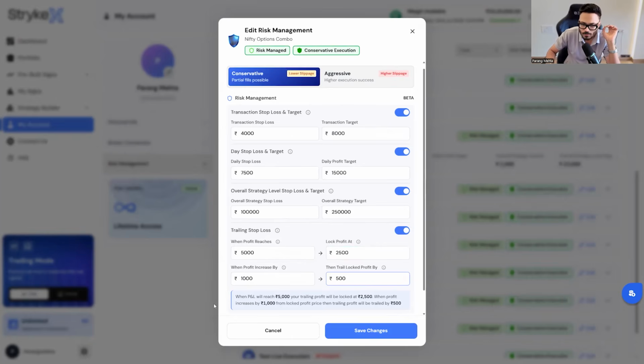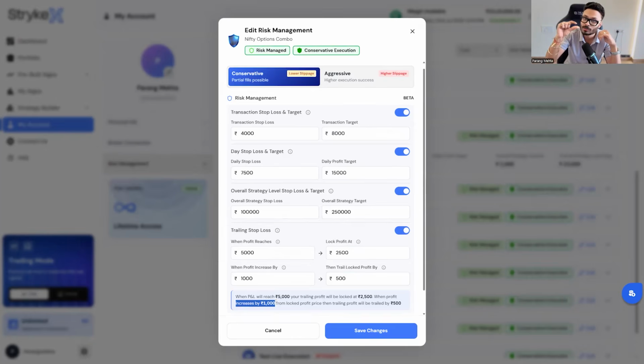Meaning that when your PNL reaches 5,000, your trailing profit will be locked at 2,500. Whenever profit increases by 1,000 rupees, for every 1,000 rupee increase, we will trail your profit by another 500. So let's say if your PNL is 5,000, your locked profit is currently at 2,500, right? So when the price comes back and makes your PNL 2,500 from 5,000, you will exit the trade.